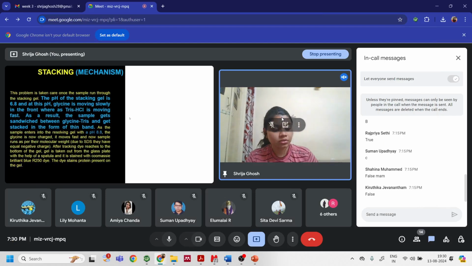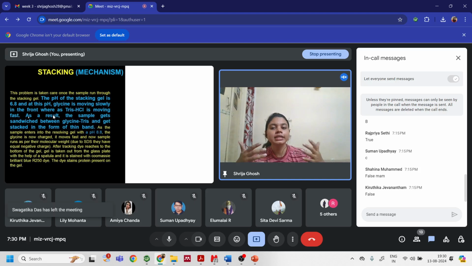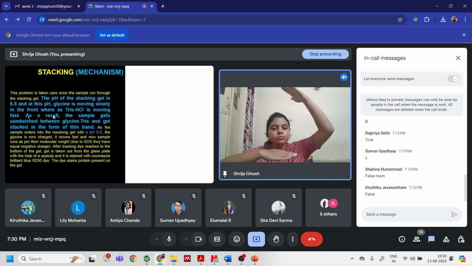So, as I was talking about the stacking gel, the stacking gel has a pH of 6.8, where glycine moves very slowly because it's near its pI. Okay, so glycine is moving very slowly, but tris is moving very fast. So tris is pressing, sandwiching all the samples together.